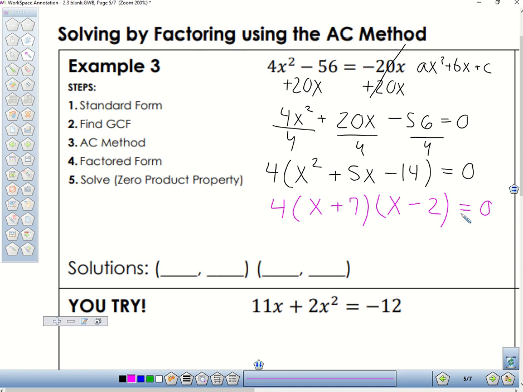So when I do that, I end up with 4 is equal to 0, which is null. It doesn't mean anything. I get x plus 7 is equal to 0, and I get x minus 2 is equal to 0. That means that here this is x equals 2, and this is x equals negative 7. So my two solutions are, you put the 0 for the y, negative 7, 0, and 2, 0.